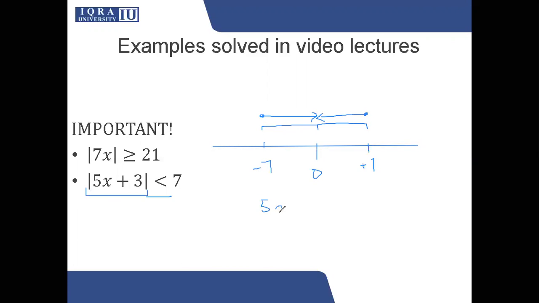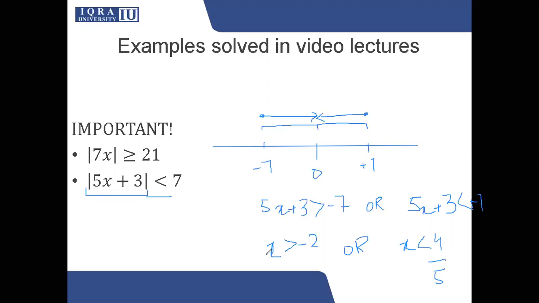So how are we supposed to write this? We're supposed to write this as 5x plus 3 is greater than minus 7, and, this and is very important, 5x plus 3 is less than plus 7. Remember, this is plus 7. Now you just have to solve it. Take this 3 to the other side, and I'll just do it quicker. So x is greater than minus 2, right? And x is less than, so 7 minus 3 is 4, 4 by 5.